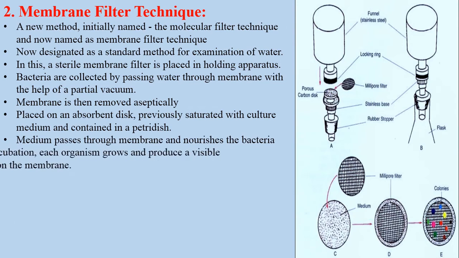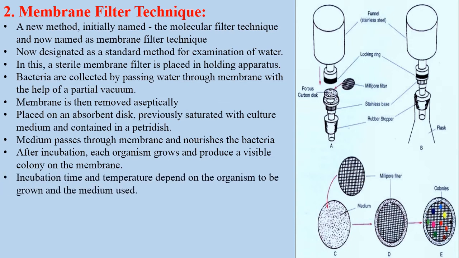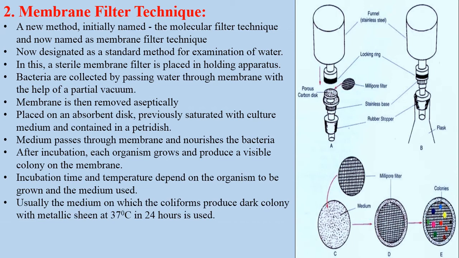After incubation of such a membrane, each organism grows and produces a visible colony on this membrane. The incubation time and temperature in this method depend on the organism that is to be grown and the medium that is used for its growth. Usually, the medium on which the coliforms produce dark colonies with metallic sheen at 37 degrees centigrade in 24 hours is used. And the most common example of such medium is EMB agar medium, and therefore it is most commonly used. So this is the image of the membrane filtration assembly.